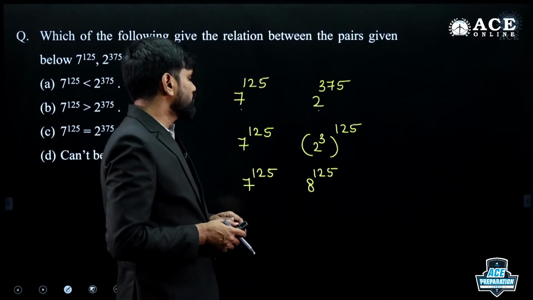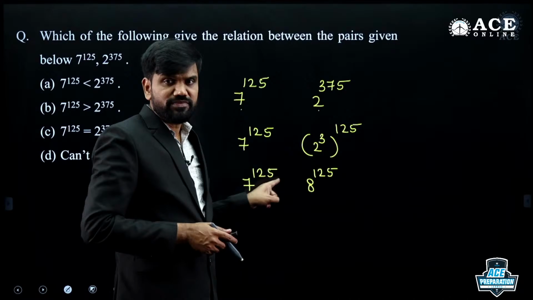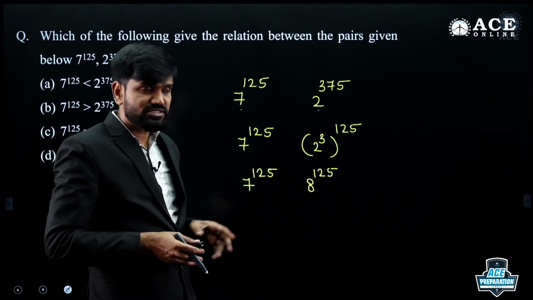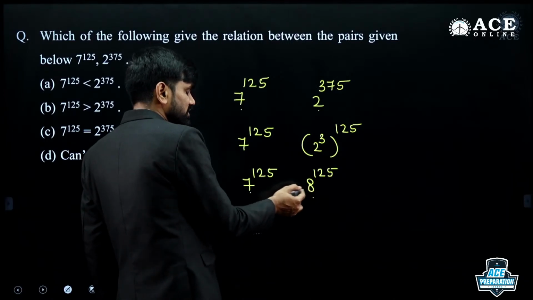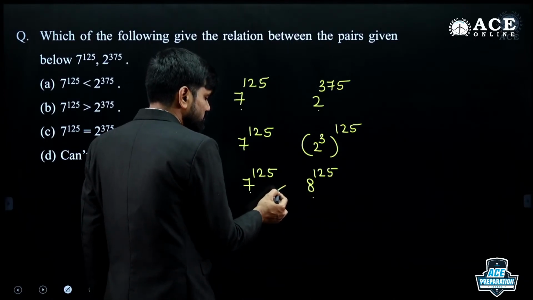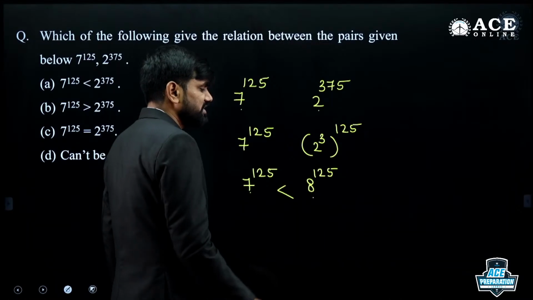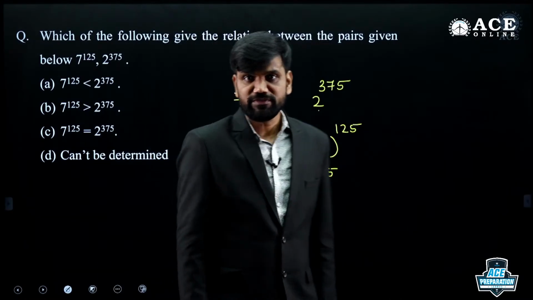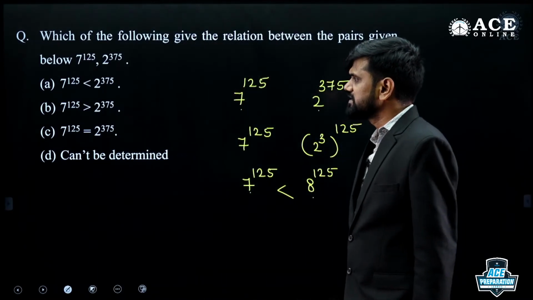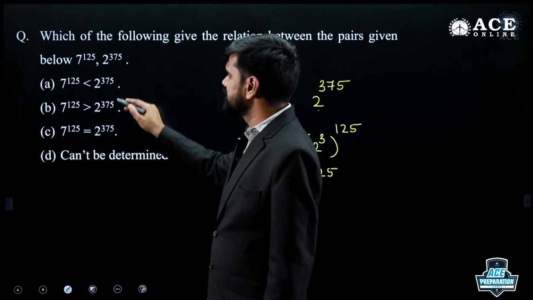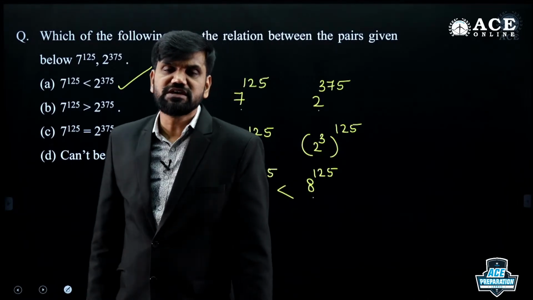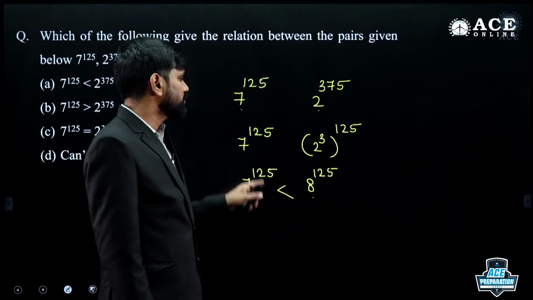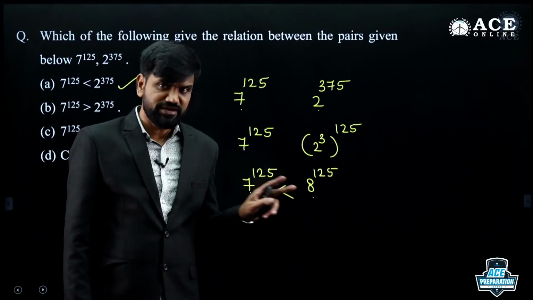Now we made the powers same. As the powers are same, bases must be compared. Which is the higher base? This one. So I can say that this is less than this. So 7 power 125 is less than 8 to the power of 125. So first term is less than second term. Hence which one is valid? First relation is valid. Sir, but in the exam, do we really need to go for doing this like this with all the steps? Not needed.